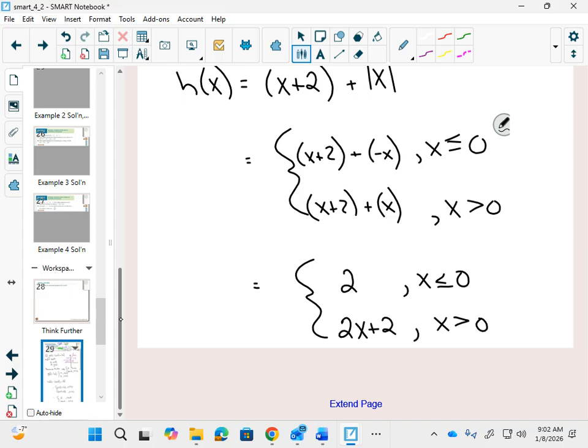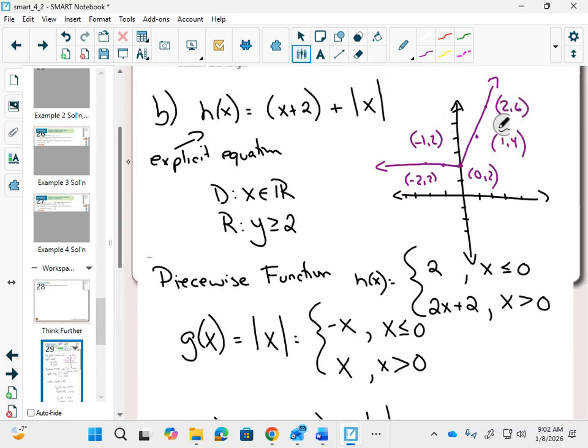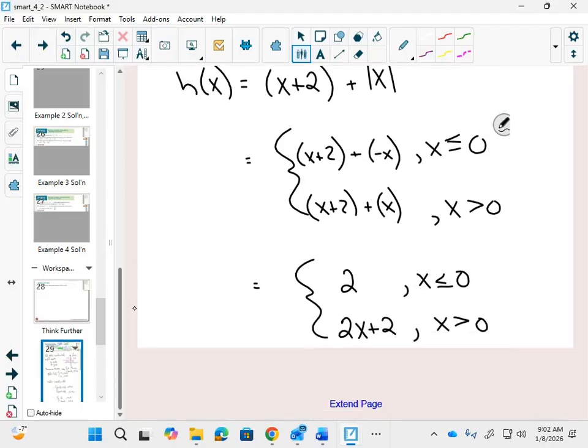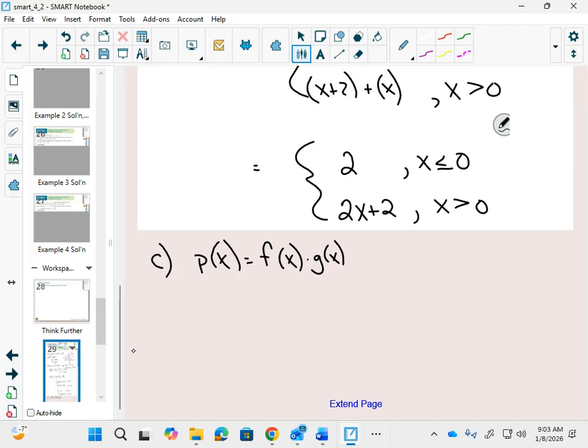Okay, so that's new, piecewise functions. You deal actually quite a bit with piecewise functions in calculus, and so this gets us introduced to that. And then part C, they have P of x equals f of x times g of x. It asks you to write the explicit equation.